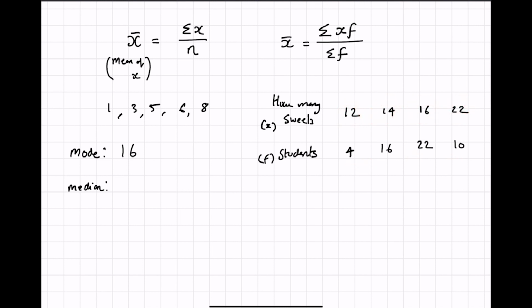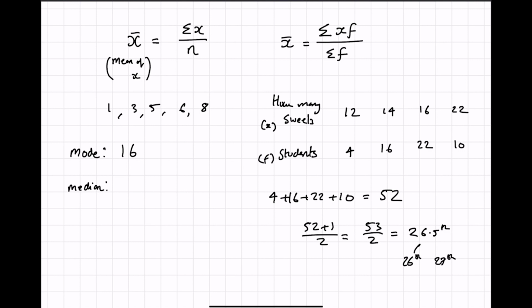So for this example, let's see how many total numbers we have. How many students do we have in total? We have 4 plus 16 plus 22 plus 10. So 4 and 16 is 20, plus 22 is 42, plus 10 is 52. So we have 52 in total. So we need to take 52 plus 1 over 2, which gives us 53 over 2, which is 26.5. So we have to say the 26th and the 27th values in our table.